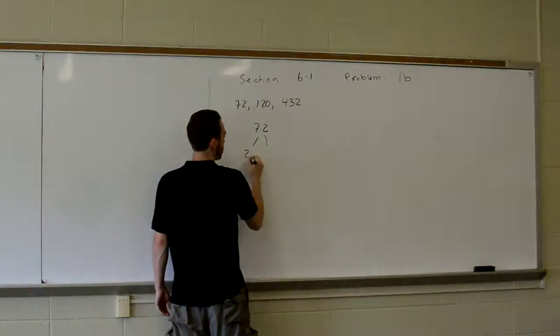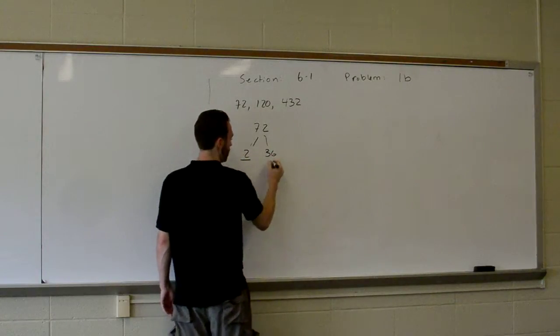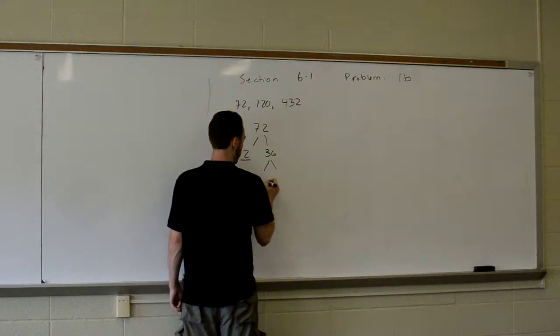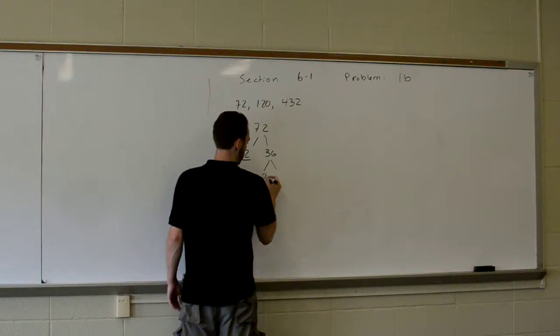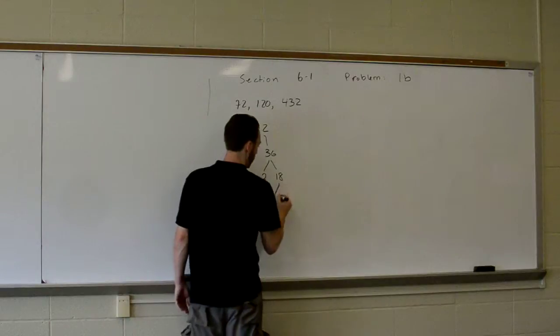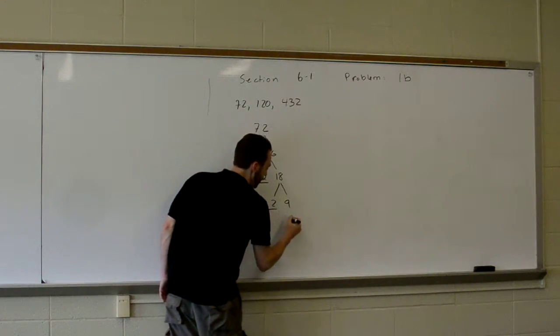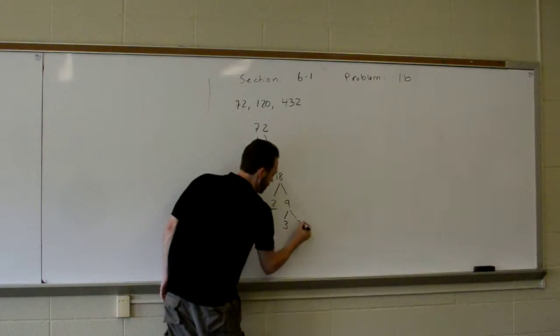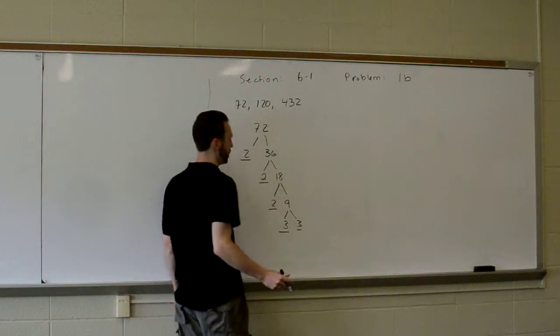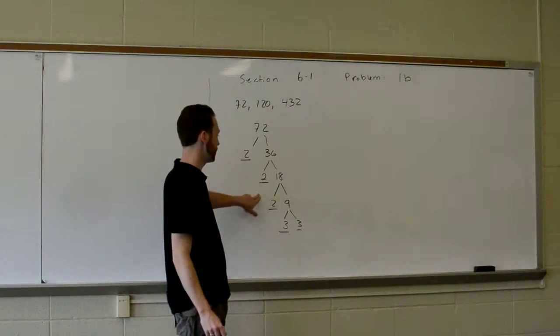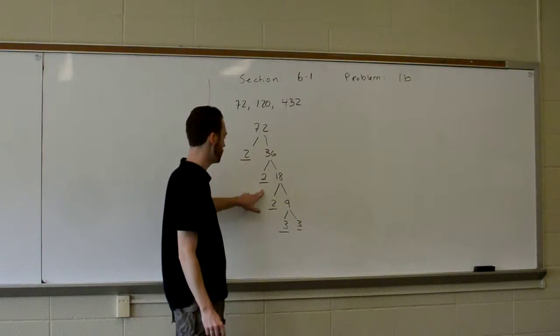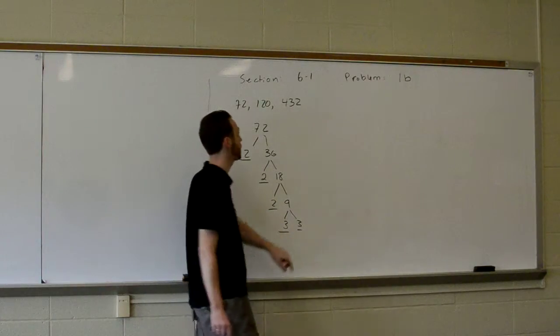72 can be split into 2 and 36. 2 is a prime, 36 is not. 36 can be split into 2 and 18. 2 is a prime, 18 is not. 18 can be split into 2 and 9. 2 is a prime, 9 is not. 9 can be split into 3 and 3, both of which are primes. So the prime factorization for 72 is 2 times 2 times 2 times 3 times 3.